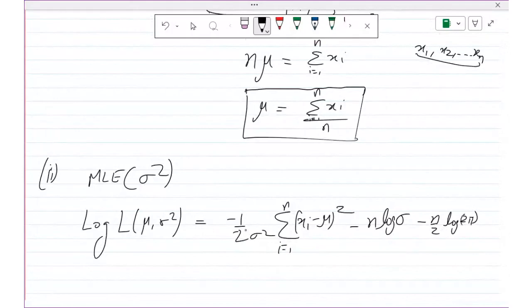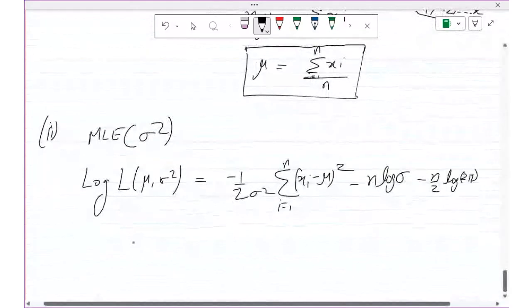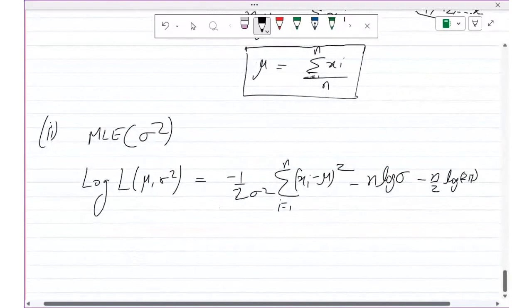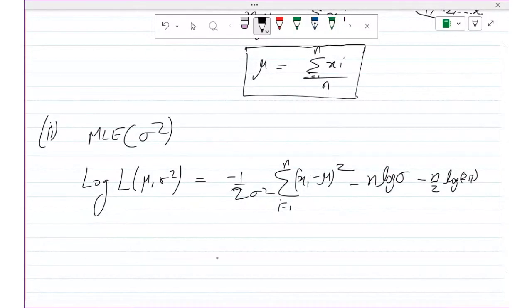Now I have to do a derivative of this with respect to sigma square. Okay. If I ask you to do derivative with respect to sigma, that is simple. You can do easily. But if I ask you to do derivative with respect to sigma square, you don't know how to do it. So to make the task easy, I will convert everything in terms of sigma square, and then I will put sigma square is equal to t.